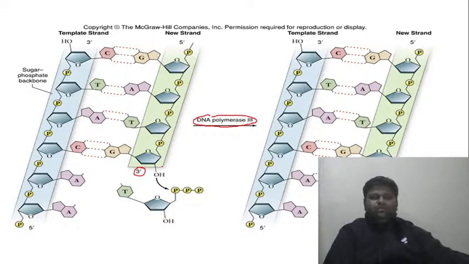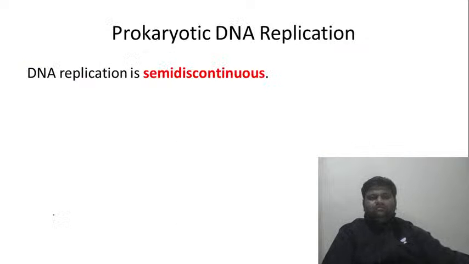So the new strand is synthesized from the 5' to the 3' direction, and this one is a sugar phosphate backbone. The template strand is from the 3' to the 5' direction, whereas the new strand is grown from the 5' to the 3' direction. So both the strands are anti-parallel.